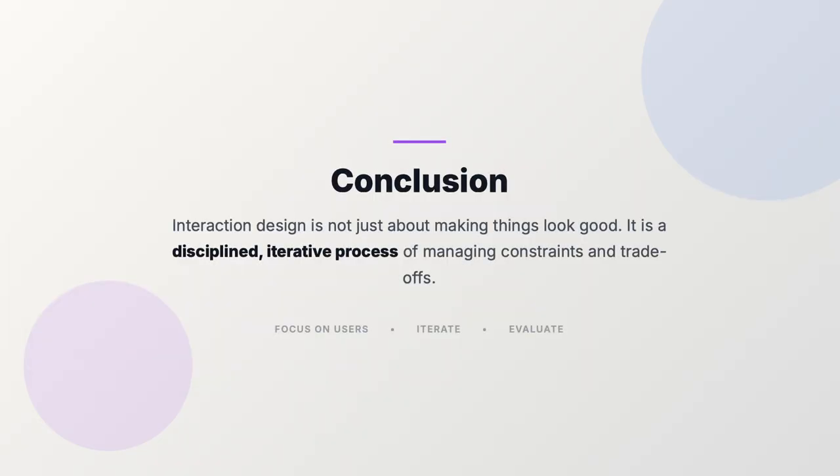To conclude, chapter 6 teaches us that interaction design is not an event, but a cycle. It is the discipline of managing trade-offs. We identify needs, we build prototypes, and we evaluate them relentlessly. If you take one thing away from this reading, let it be this.